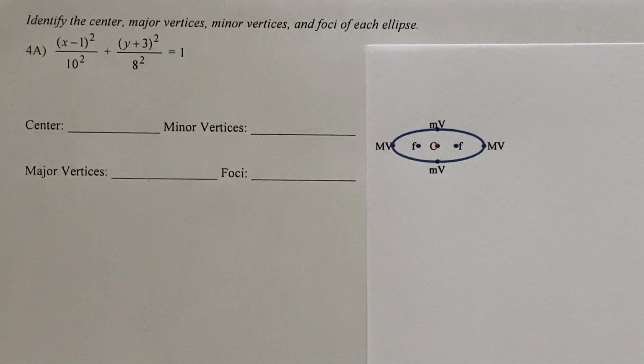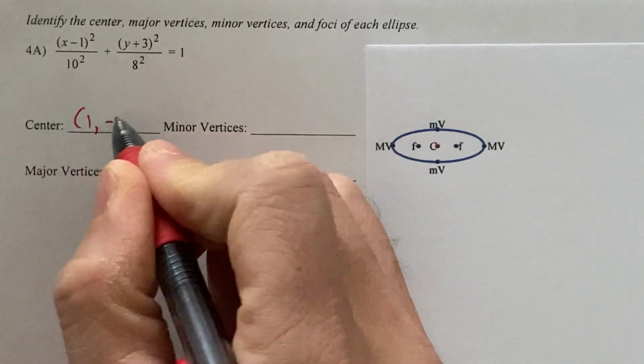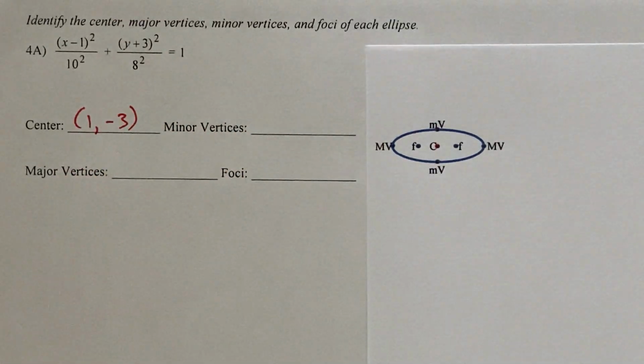Now let's start filling in the information. The center is already given to us, so it's going to be (1, -3). It's really important that you get that center correct, because if that's incorrect, then obviously that's going to influence all the other answers. Okay, what the heck is the major vertices, the minor vertices, and the foci?